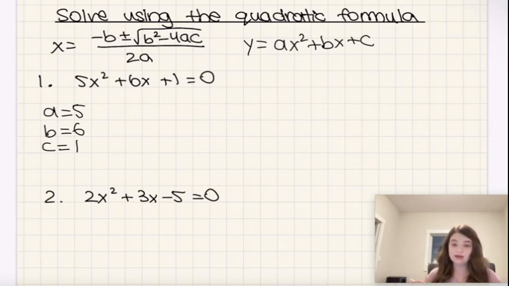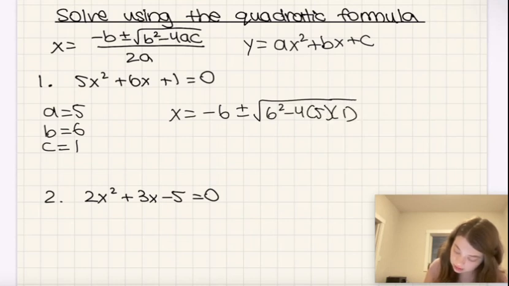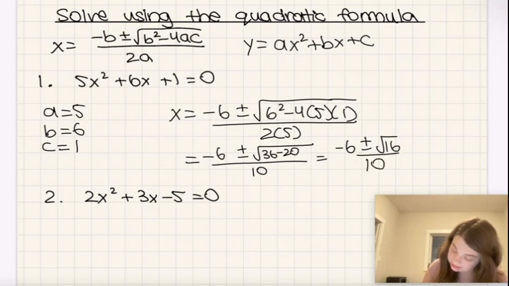So now I need to plug in these values into the equation above to figure it out. So negative b, which is going to be negative 6, plus or minus the square root of 6 squared, minus 4 times 5 times 1, all over 2 times 5. So that's going to be negative 6 plus or minus the square root of 36 minus 20 over 10, which is going to be negative 6 plus or minus root 16 over 10, which is going to be negative 6 plus or minus 4 over 10.